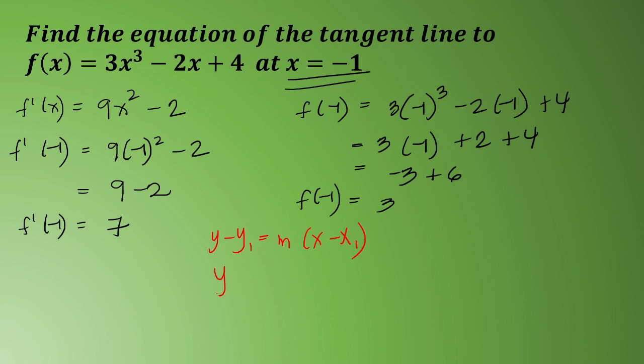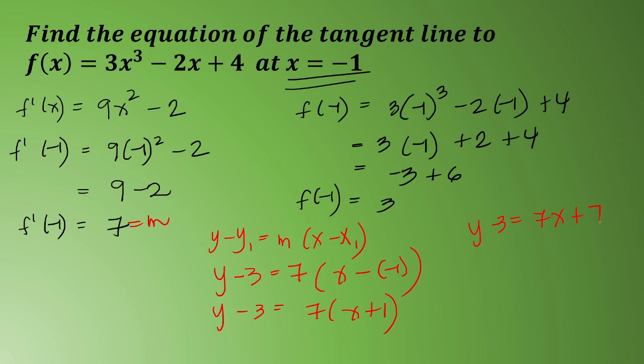So y minus y sub 1 would be 3, m would be 7, and then x minus -1. So y minus 3 is equal to 7 times x plus 1. Simplifying, we have y minus 3 is equal to 7x plus 7.